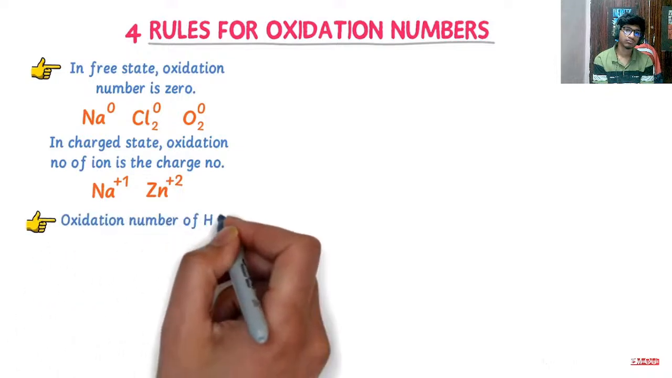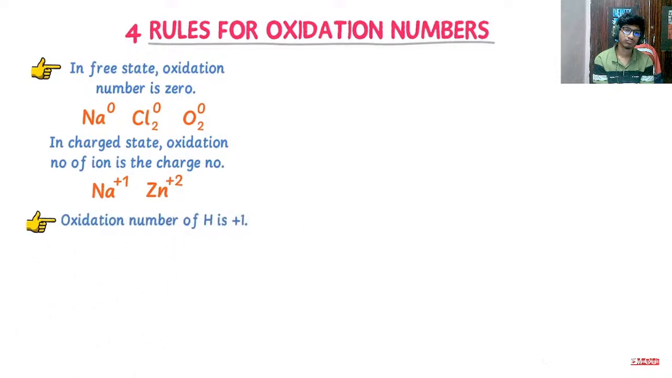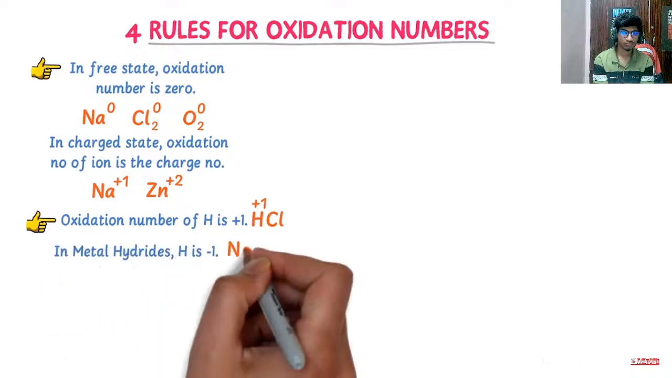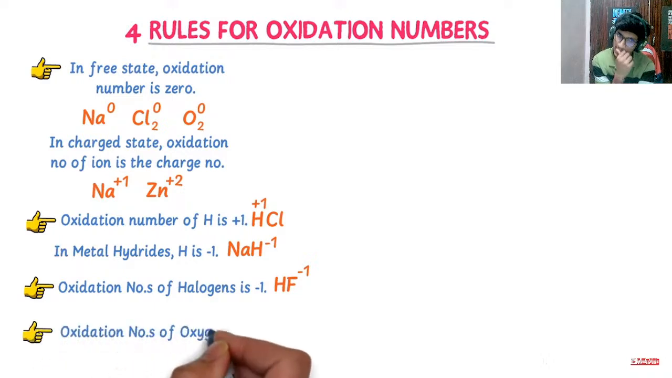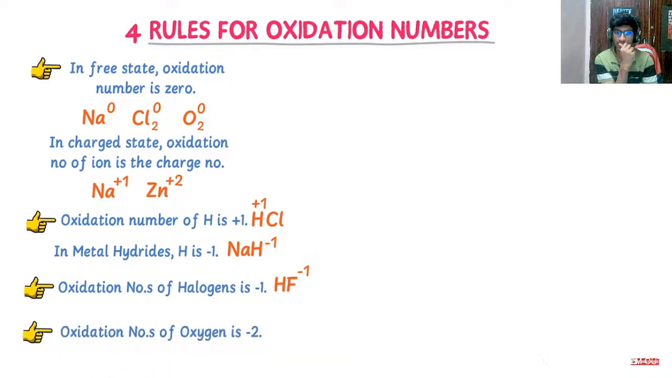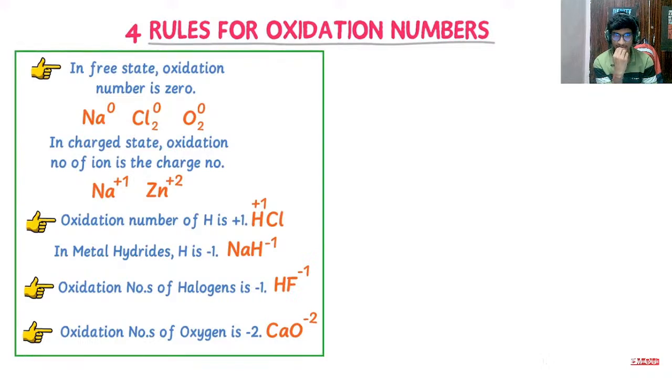Secondly, the oxidation number of hydrogen in its compound is positive 1, like in HCl, while the oxidation number of hydrogen in metal hydride is negative 1, like in sodium hydride. Thirdly, the oxidation number of halogen in its compound is negative 1, like hydrogen fluoride. Fourthly, the oxidation number of oxygen in its compound is negative 2, like in calcium oxide. Now using these 4 rules, we can calculate the oxidation number of any atom, ion or molecule.